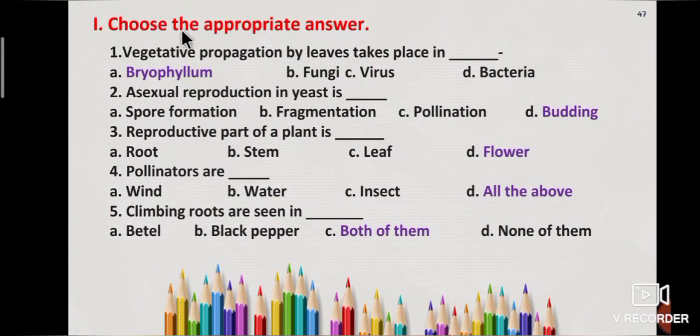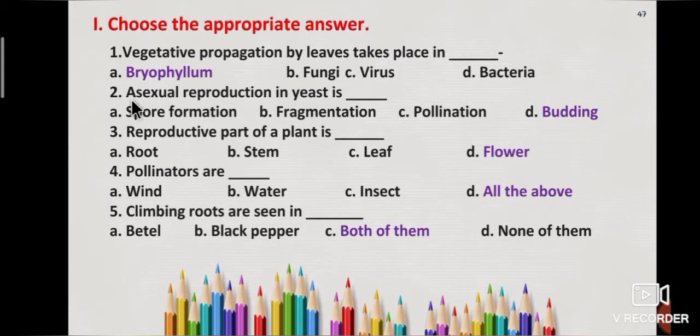First Roman letter, choose the appropriate answer. First question, vegetative propagation by leaves takes place in dash. Option A, bryophyllum. Option B, fungi. Option C, virus. Option D, bacteria. Answer is bryophyllum. Vegetative propagation by leaves takes place in bryophyllum.